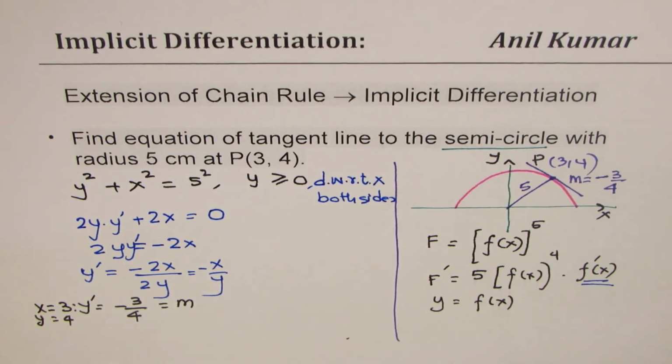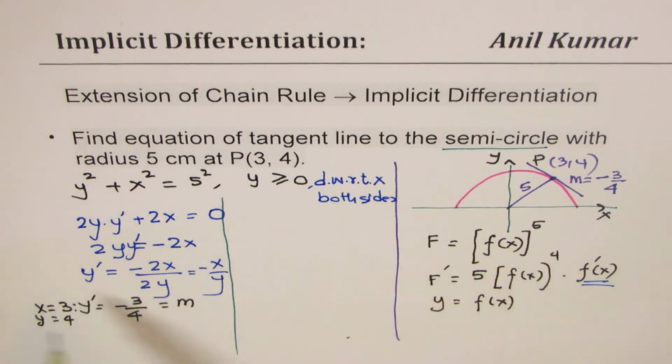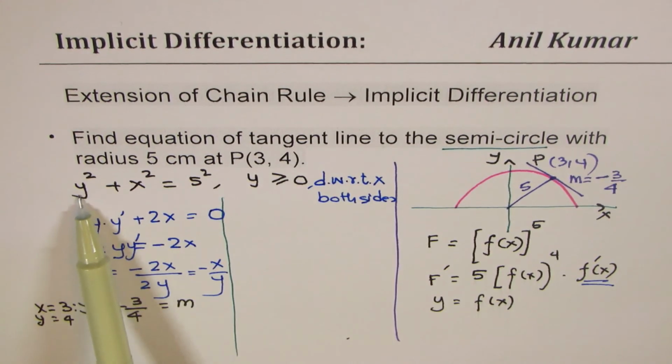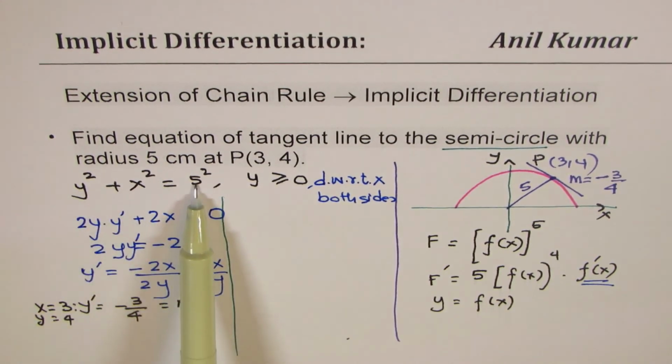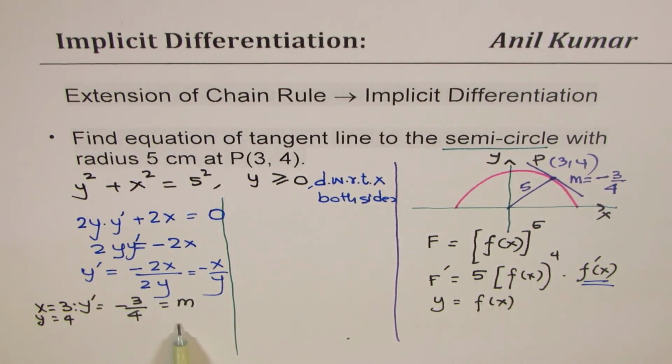Now once I know the slope, did you see how, without isolating y in this equation, I found its derivative? And this fashion of finding the derivative is implicit differentiation. Do you get the idea, right?